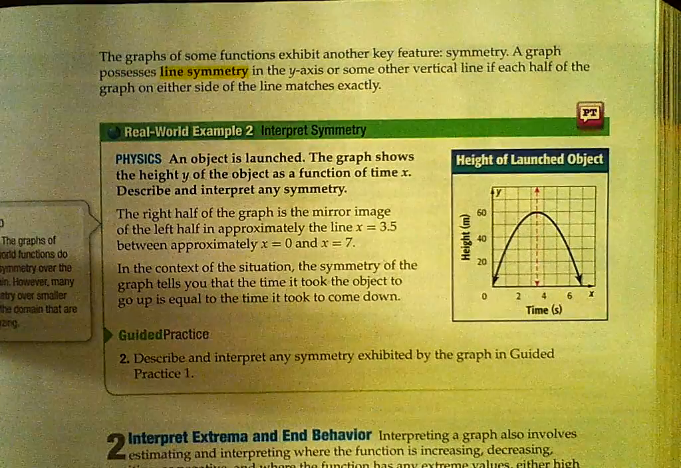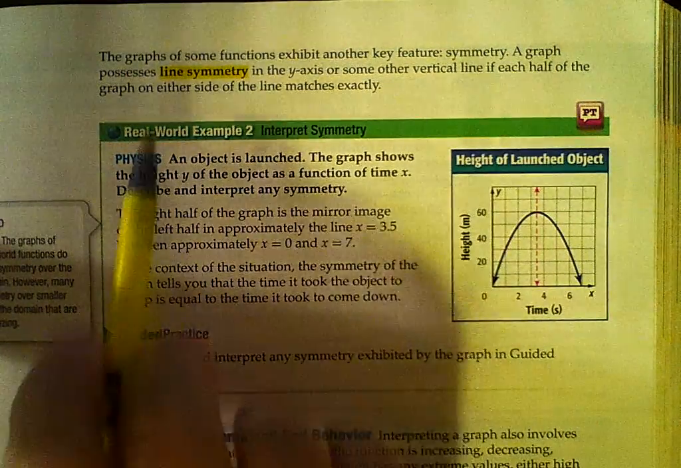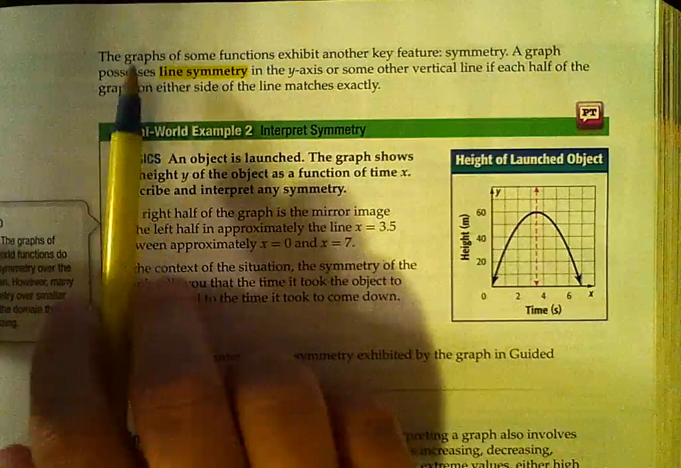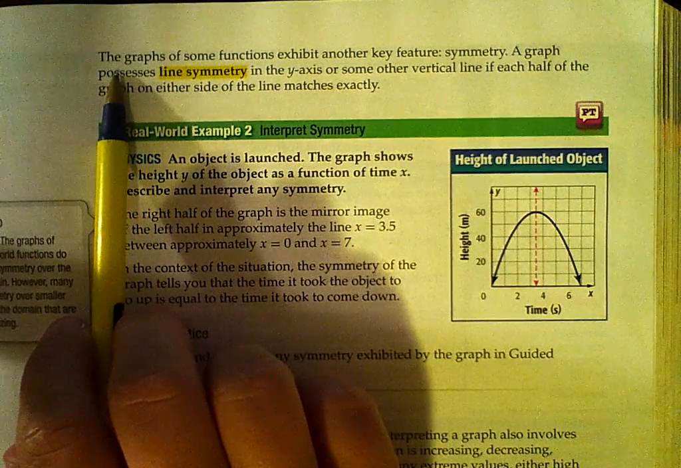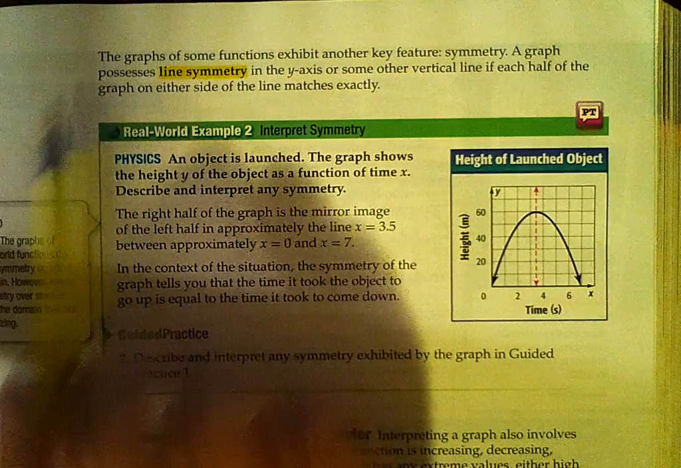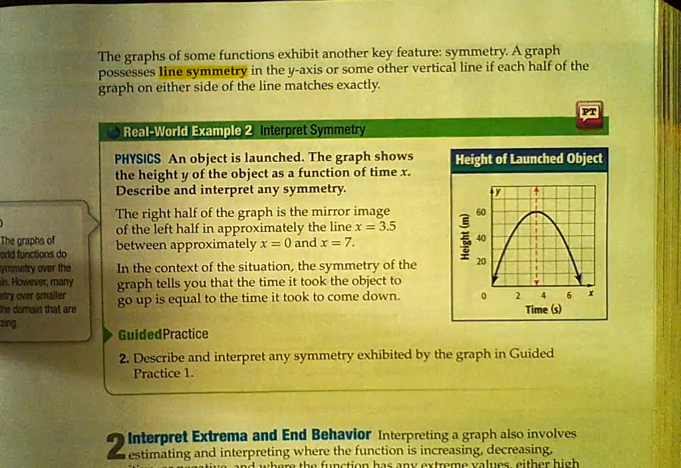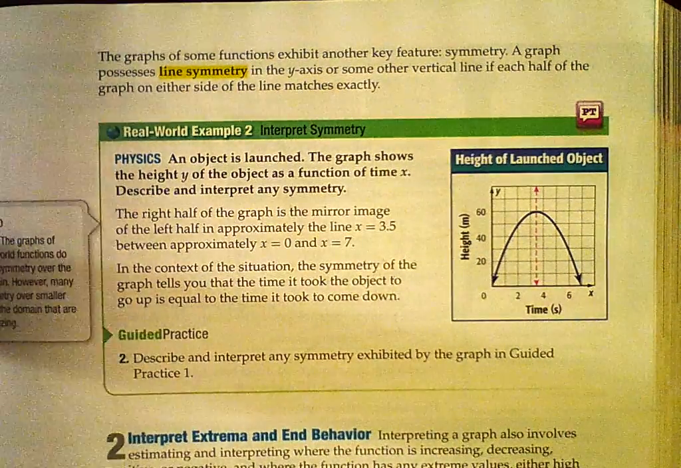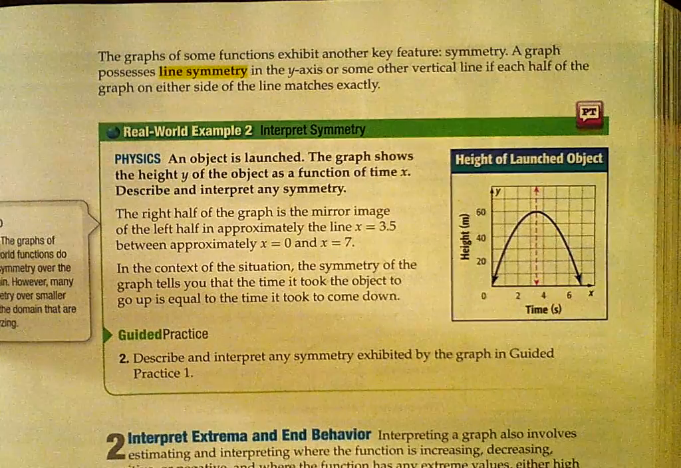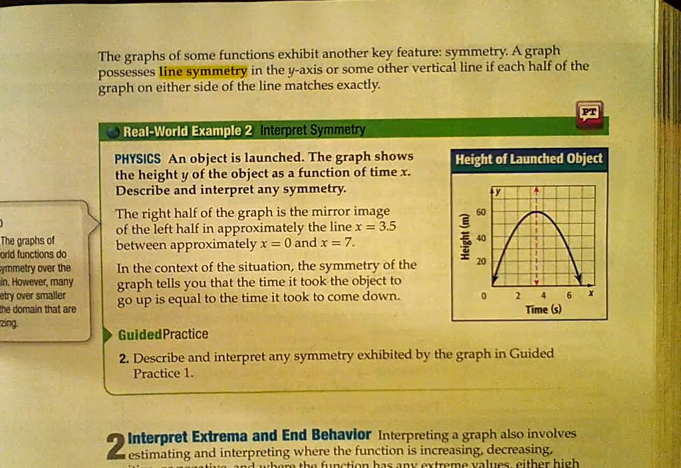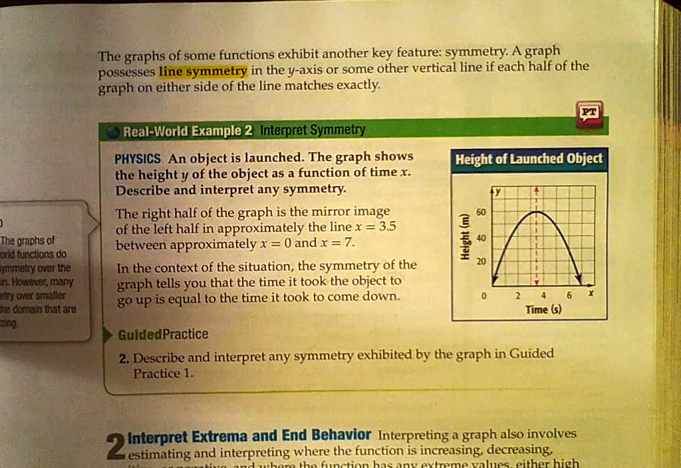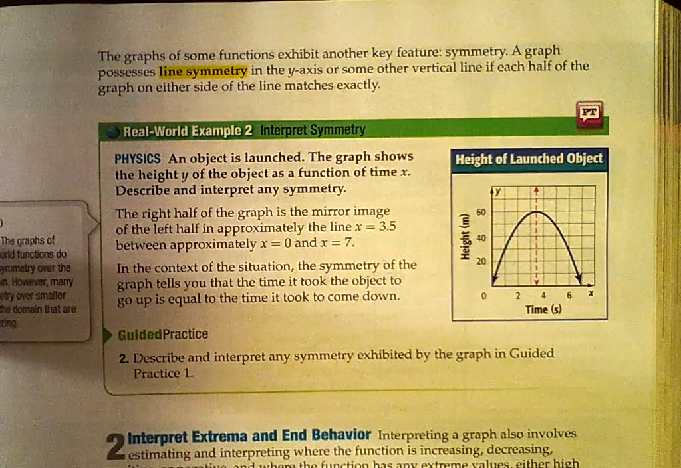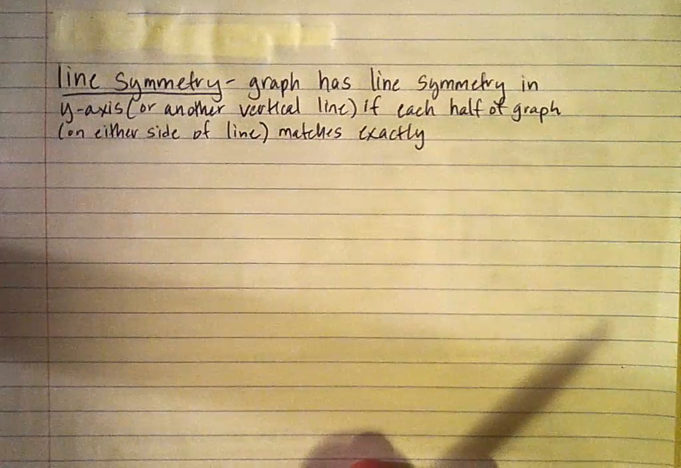Alright, moving right along here. I'm on the top of page 57 now. Okay? The graphs of some functions exhibit another key feature, symmetry. A graph possesses line symmetry in the x-axis or some other vertical line if each half of the graph on either side of the line matches exactly. So that's very wordy. It's kind of hard to describe that verbally, but it's not hard to see it. Okay, but go ahead and write that definition down.